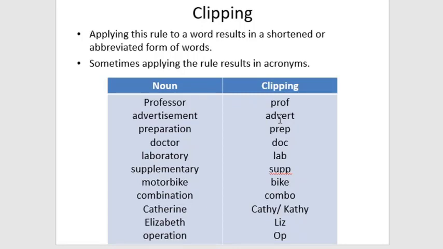Elizabeth, Liz, right? Catherine, Kathy. These are words that are there, but informal. This is not formal writing. We use this in conversational contexts. We use that in informal texts. These clipped words. Sometimes we apply clipping, and in applying clipping, we get to acronyms. All right, shortened words or abbreviated forms of words.